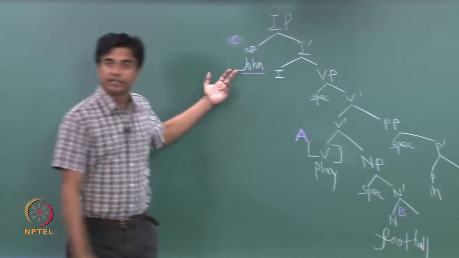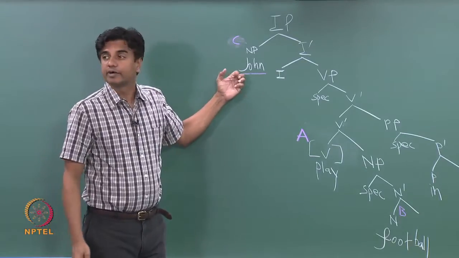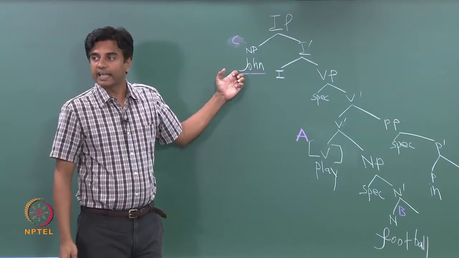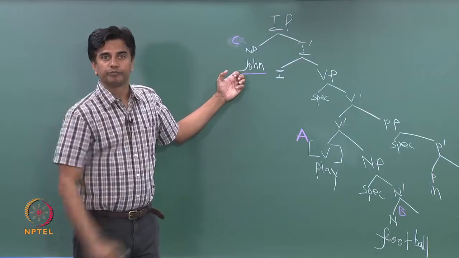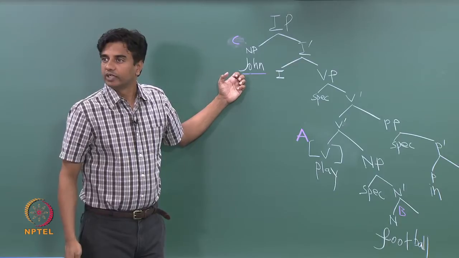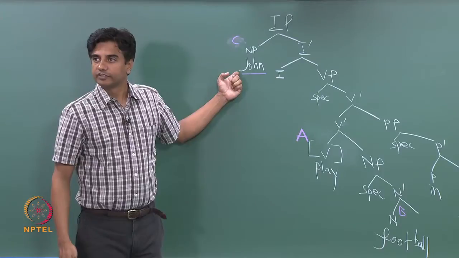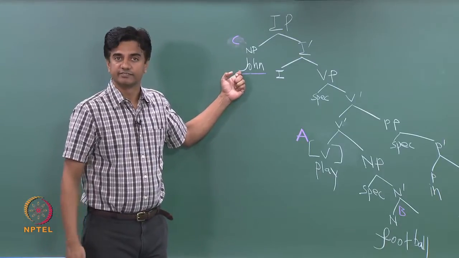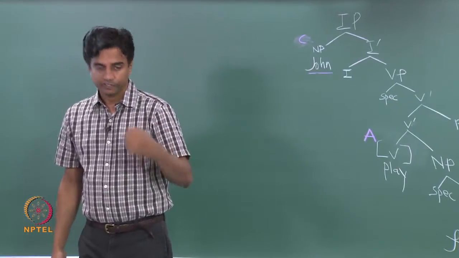look at this now, NP, and tell me which head is C commanding this NP? Do you see any head C commanding this NP? No. Any head C commanding this NP? No. Anything C commanding this one? Forget about head. Any element C commanding this one? No. Right? And we are saying this gets nominative case. For this, definitely we need to do something.